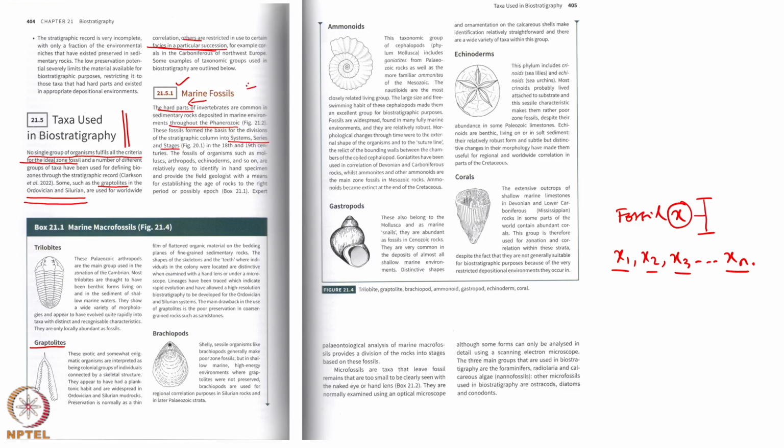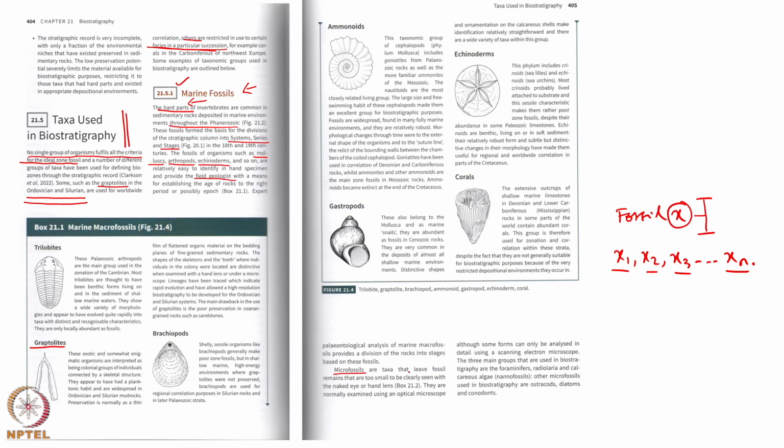Soft parts are very rarely preserved, and in most of the biostratigraphic correlation, the hard parts of the dead organisms are considered. What are easy to identify are the different mollusks, arthropods and echinoderms, and a field geologist can easily identify them and can divide the geological time scale.